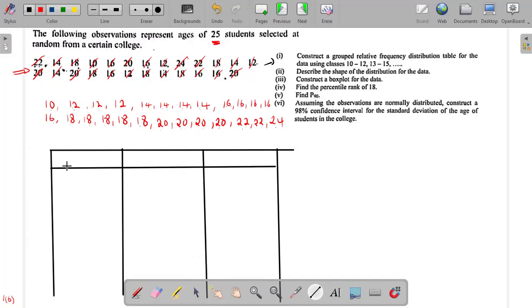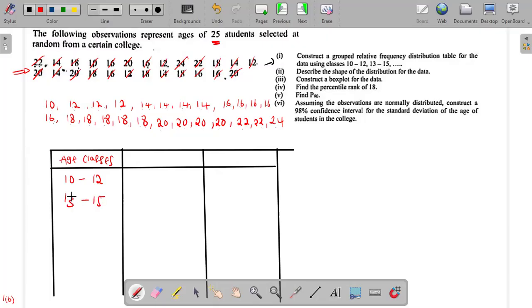So here, I'm going to put the classes, or we can simply call them the interval. You can call it the interval, or you can say age group or something like that, or age classes, intervals, classes. It's okay. So age classes. I'm just going to start from where they are starting from here. So they said 10 to 12, and then 13 to 15.